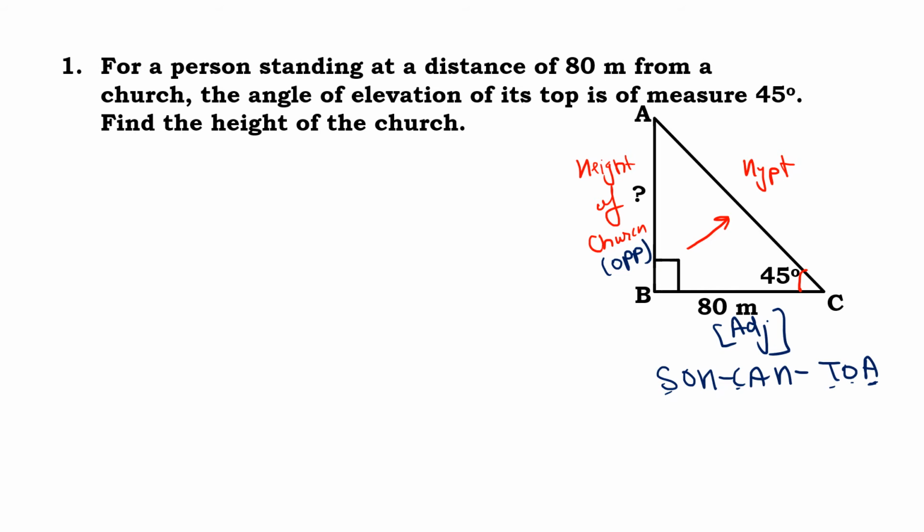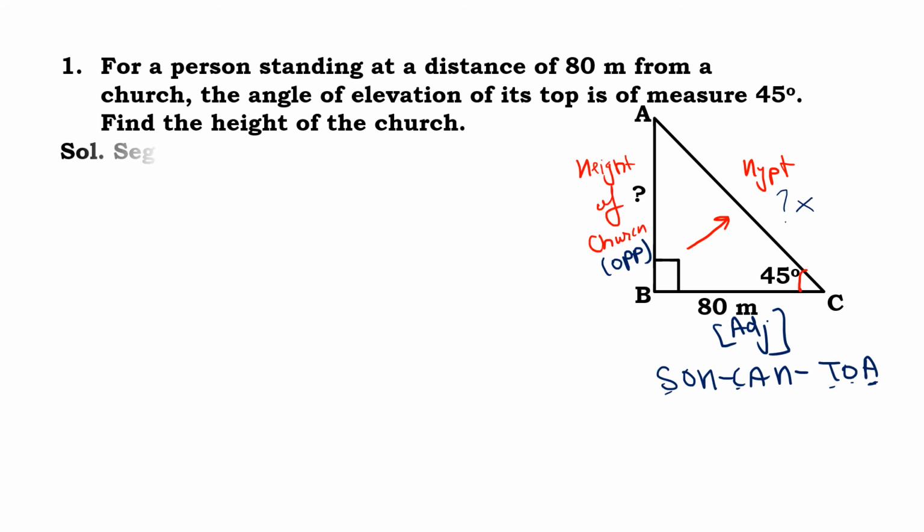You must be asking, why not cos theta? Because we get adjacent upon hypotenuse, right? But the problem is that we don't need to find this AC side, right? We need to find the AB side, which is the opposite side. So therefore we will use the formula for tan theta.